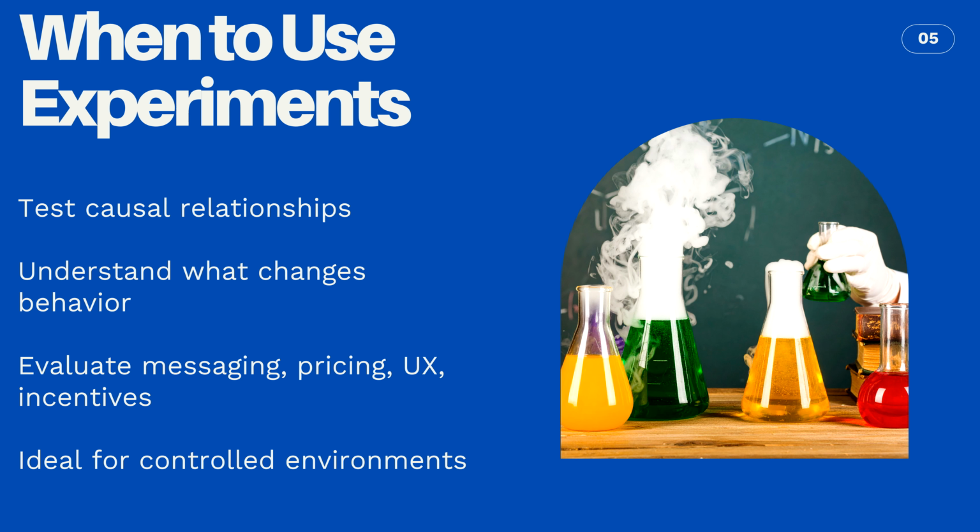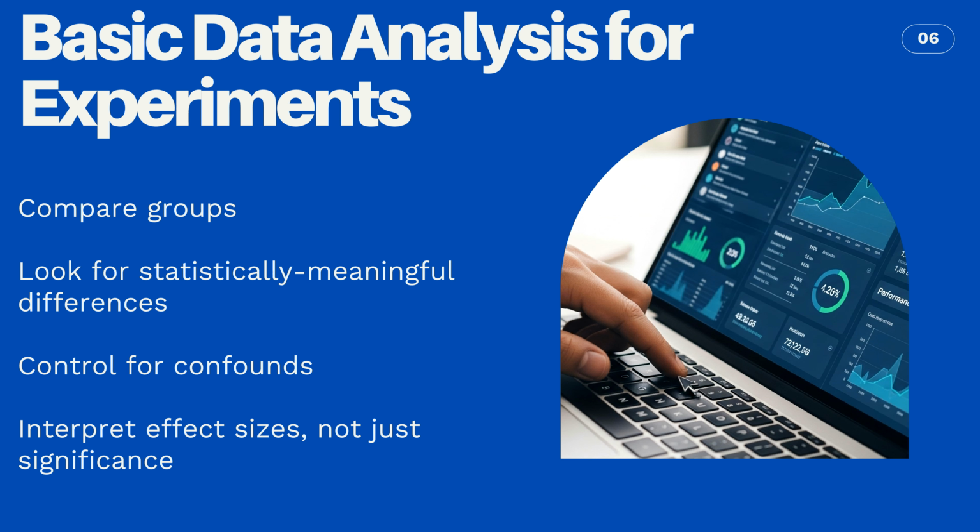Experiments are ideal when you want to understand mechanisms, why a message works, what psychological principle is driving a response, or which friction point is preventing action. They're especially powerful in controlled environments where you can minimize noise and confounds. In marketing and branding, experiments are invaluable for testing messaging, pricing, UX flows, incentive structures, and anything where understanding causality matters. Analyzing experimental data requires comparing outcomes between groups, typically a treatment group and a control group.